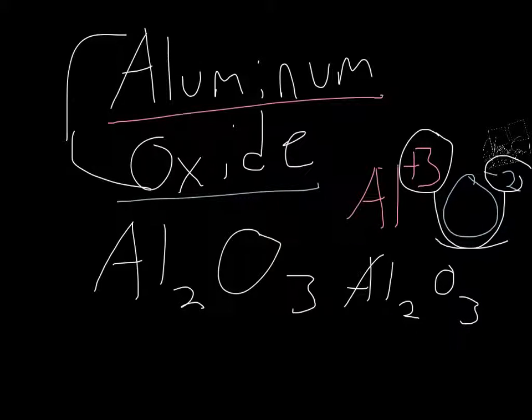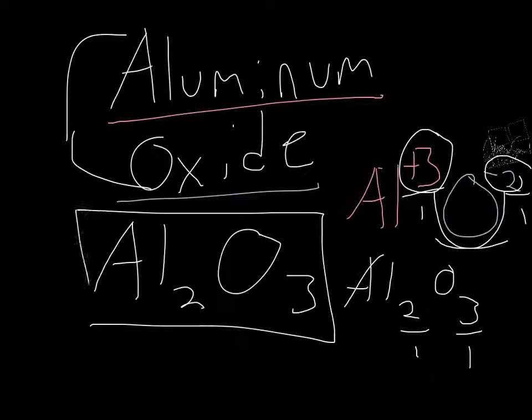You must divide by the largest common factor to give the smallest whole number ratio of ions. And in this case, the largest common factor is 1. So basically dividing these by 1, it doesn't change anything. So the final answer would indeed be Al2O3. Okay, so let's move this all to the side. Okay, next question.